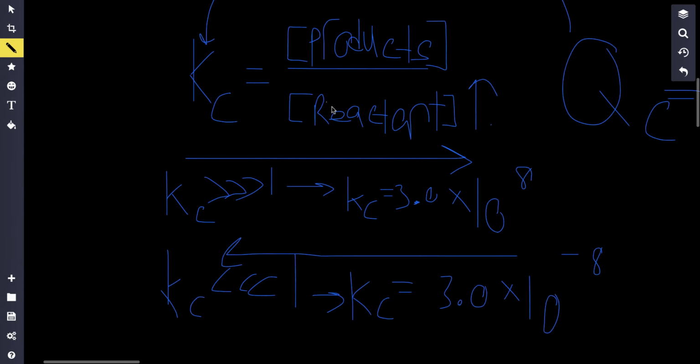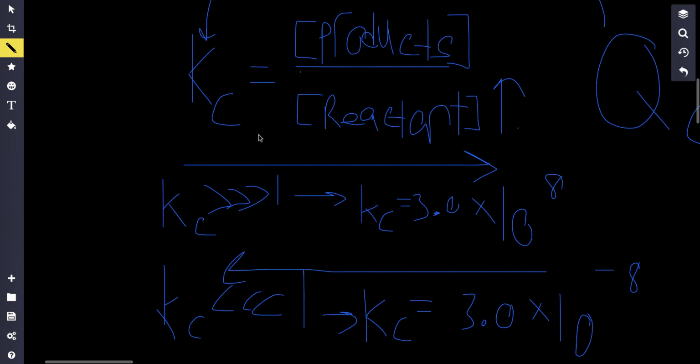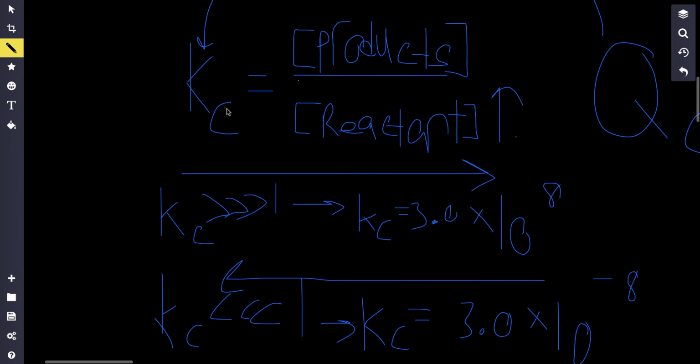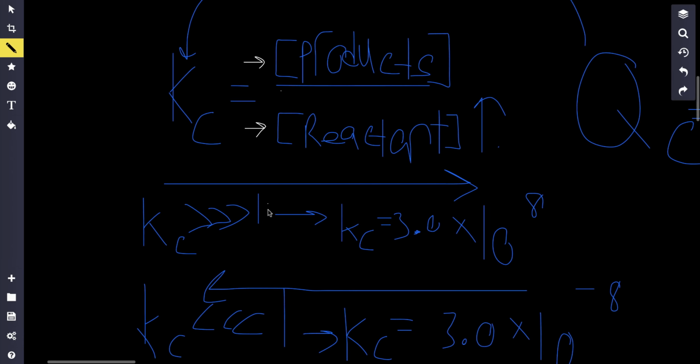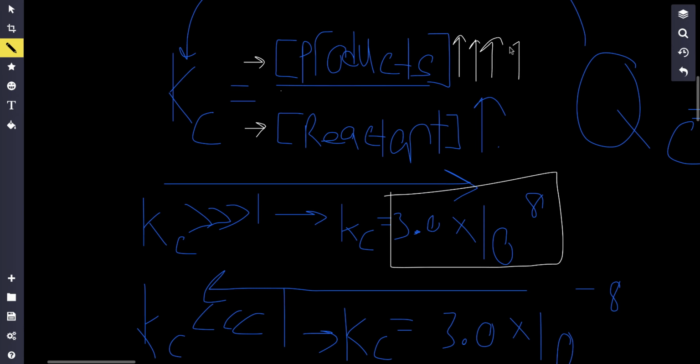Now, the equilibrium constant can tell you a lot about a certain reaction. Remember that the equilibrium constant is basically just the concentration of your products divided by the concentration of your reactants. If your equilibrium constant is much, much greater than 1, let's say 3.8 times 10 to the 8th power, that means the reaction is product favored. The reason is that to have such a big number, you've got to have a big numerator, so the amount of products has to be really big because it's in the numerator.